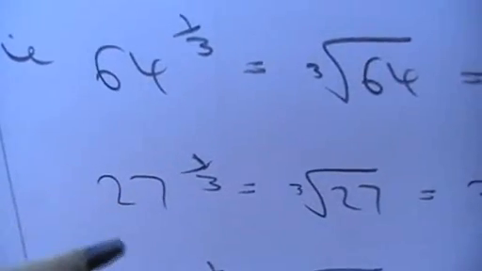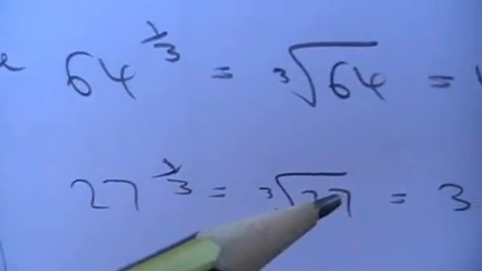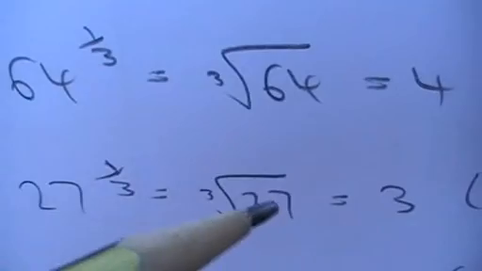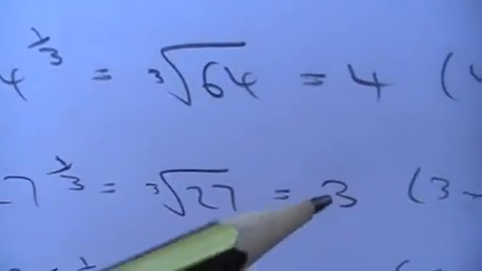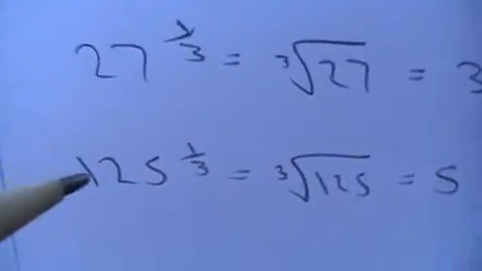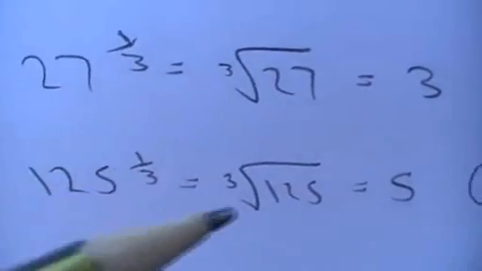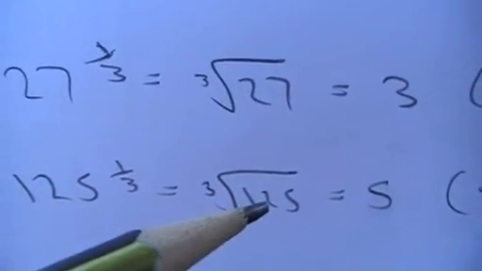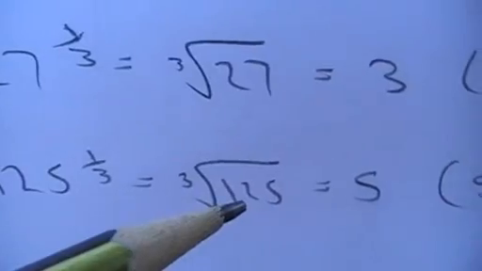27 to the power of a third, cube root of 27. What number times itself 3 times is 27? It's actually 3. And another one, 125 to the power of a third, cube root of 125. What number times itself 3 times is 125? The answer is 5. So those are fractional powers.